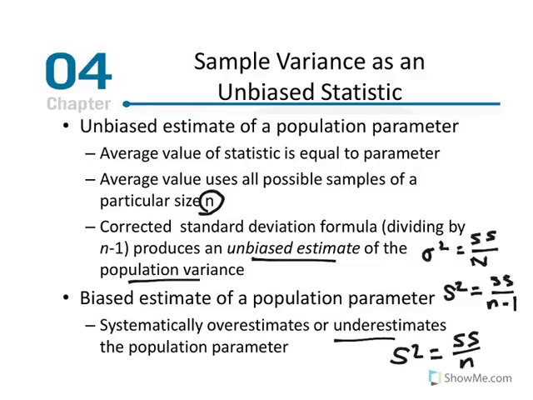And we want our sample statistics to be as close to the population parameters as possible so that we are able to engage in inferential statistics, which means that we're using sample statistics to draw conclusions about the population. So if our sample statistics aren't in line with our population parameters, then our conclusions are misleading and inaccurate.